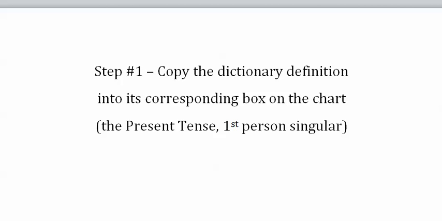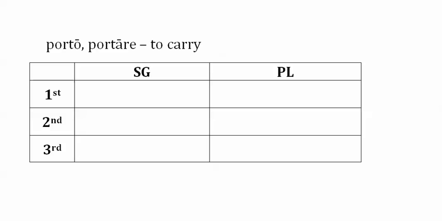For step number 1, we should copy the dictionary definition into its corresponding box on the chart, which will be the present tense first person singular. If I have the dictionary definition porto, portare, this is giving me the very first form that I need for the present tense. This word porto is actually the first person singular, so I can copy it exactly as is, don't make any changes, into that box, and that's the form I carry. Now, what do I do next?